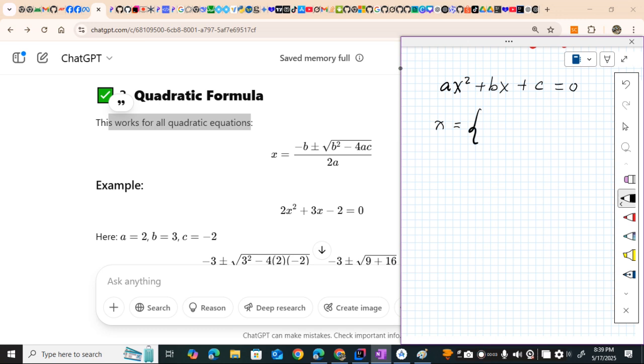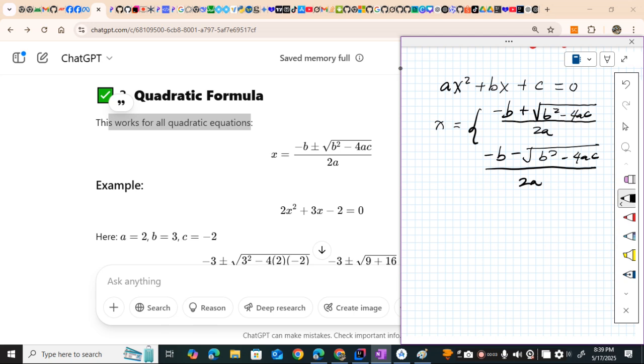2 values. The first one will come from the plus, which is plus the square root of b squared minus 4ac over 2a. And the other one is negative the square root of b squared minus 4ac over 2a. So here we have a, b, and c as the constants we could extract from the original quadratic equation, which is ax squared plus bx plus c.